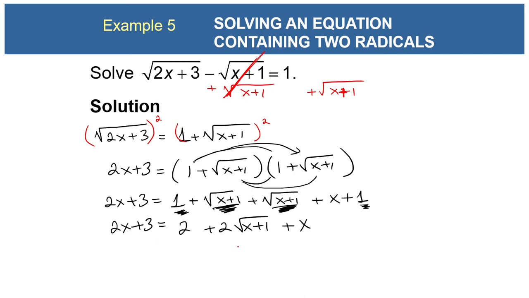There's still a radical here, so let's try to isolate that. I'm going to subtract x to both sides, and I'm going to subtract 2 to both sides. So you can see that 2 and negative 2 cancel out, and x and negative x cancel out. We have x plus 1 equals 2 root x plus 1.